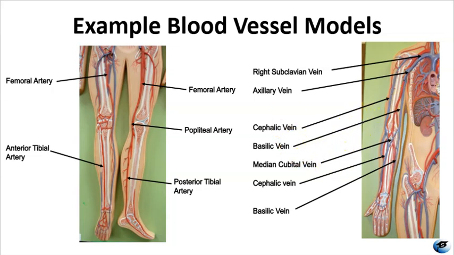Two prominent superficial veins you'll identify are the cephalic vein, which runs along the lateral side of the arm, and the basilic vein, which is found on the medial side. And then the median cubital vein, found at the elbow here, connects the cephalic and basilic veins, and this is a common site for venipuncture, as we discussed.